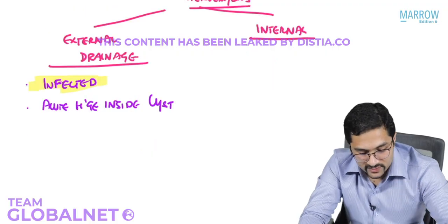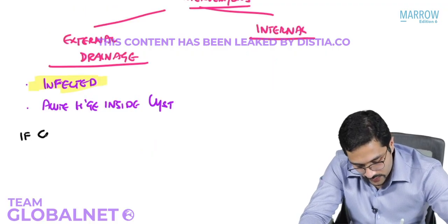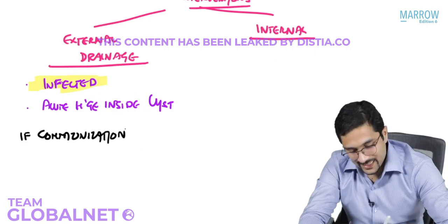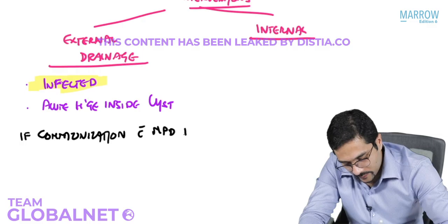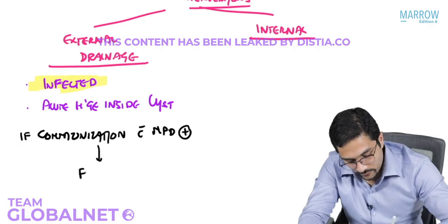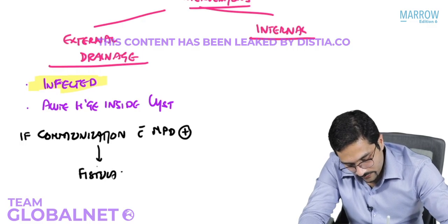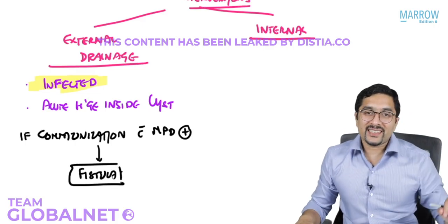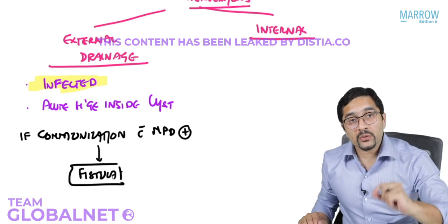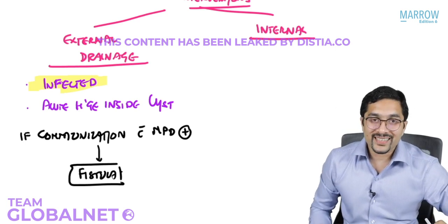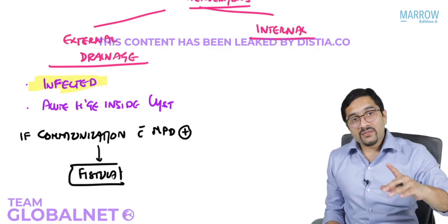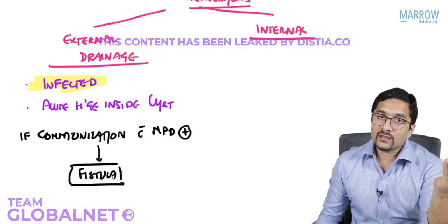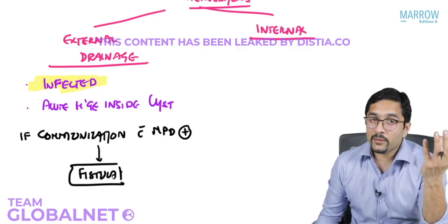Now, one problem with external drainage is that if communication with the main pancreatic duct is present, then it can give rise to a pancreatic fistula. Which is why before we do external drainage, we should always rule out communication with the main pancreatic duct. And that is why, in which type should we not do external drainage? Type 3. Because there will always be communication.